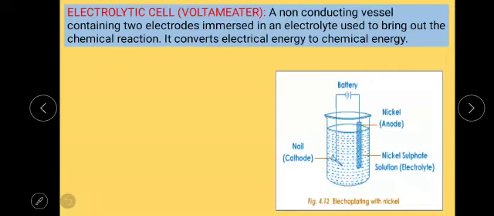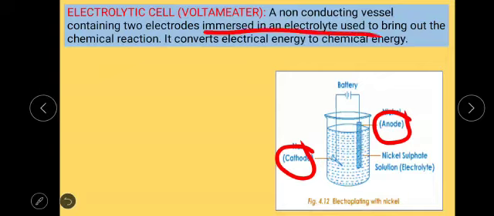Let us see what the definition is. It is a non-conducting vessel, just like here is a glass jar. It's a non-conducting vessel containing two electrodes. Two electrodes means one is cathode and the second one is anode. These are the two electrodes, immersed in an electrolyte. You will find here the electrolyte. Both the rods are immersed in this electrolyte.